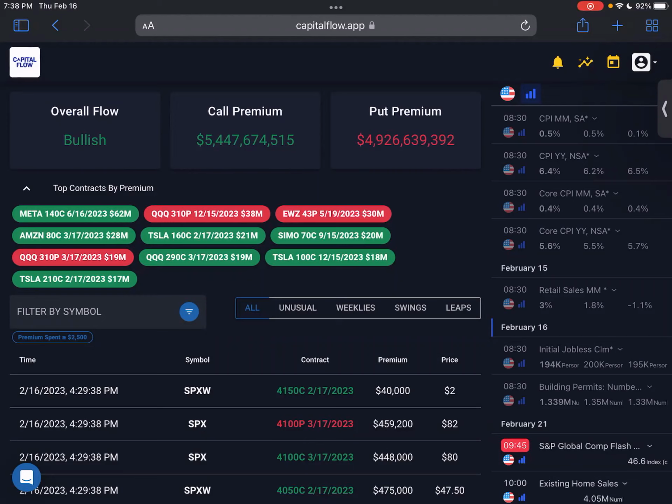Look at the economic calendar, especially this week, when there was a whole lot of economic data. Some weeks are light, some weeks are heavy. It all depends, but definitely make sure you're checking out that calendar. It's going to be really useful to determine whether or not these trades are directional or just hedges.